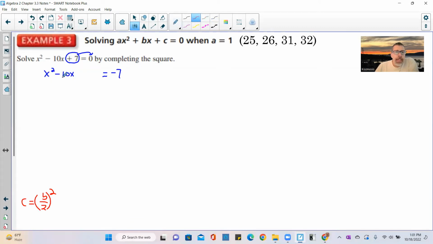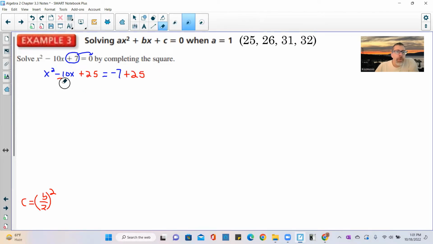So I need to take half of 10. So if you divide this by 2, then I'm going to get -5, and -5 squared is 25. So I'm going to add that here. Okay. This is no longer true though, because I added 25 to the left and I didn't add anything to the right. So once you find c by taking half of b and squaring it, that has to get added to both sides of the equation to keep it true.